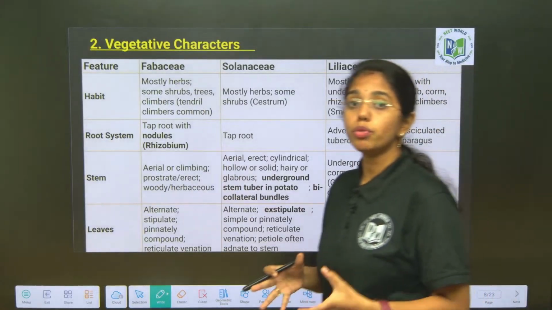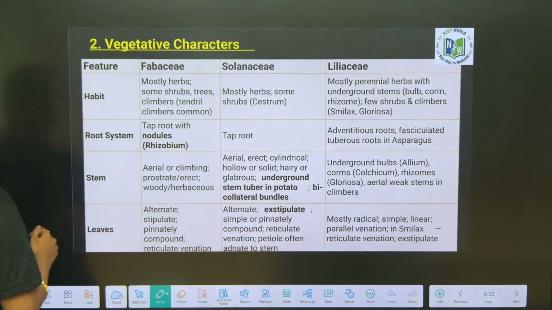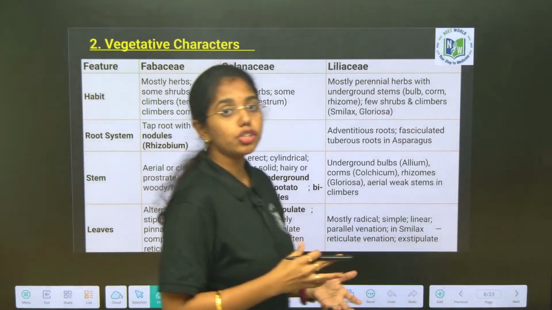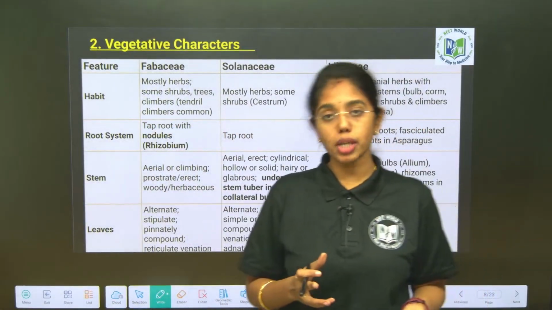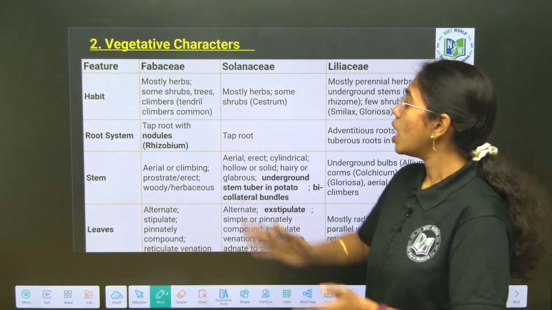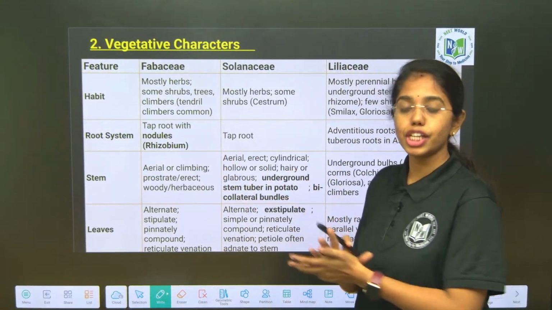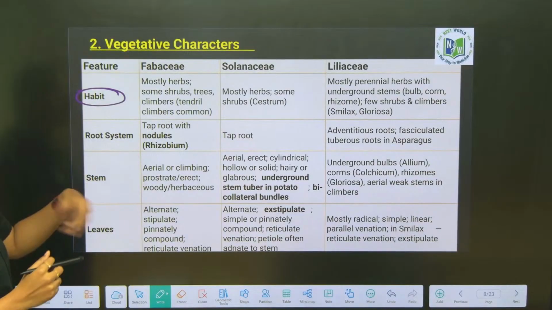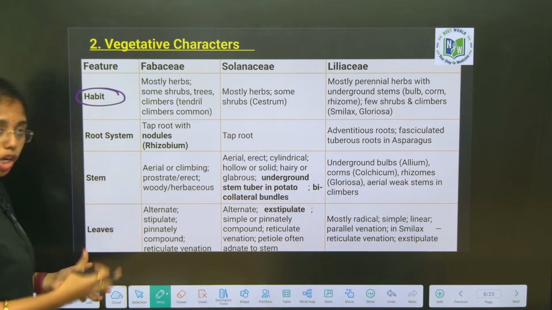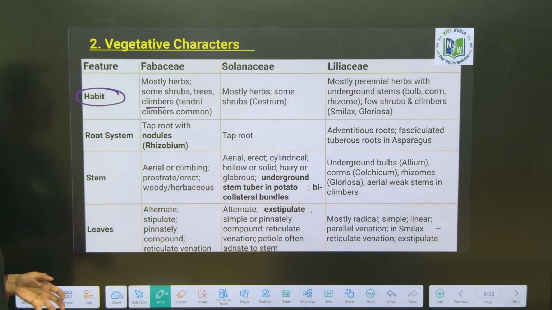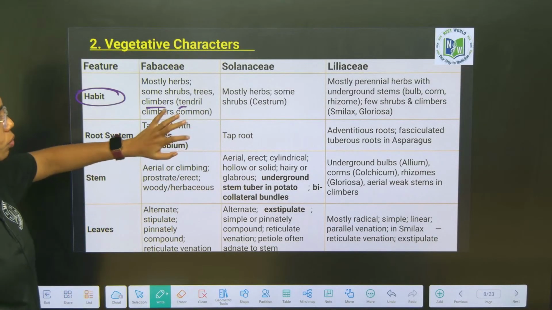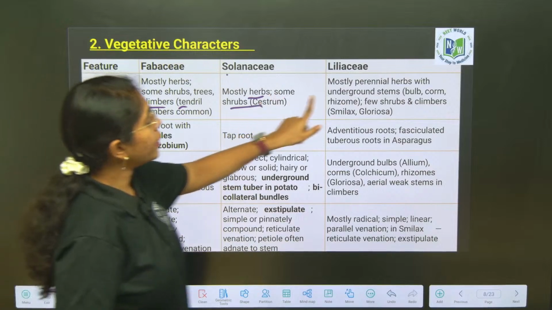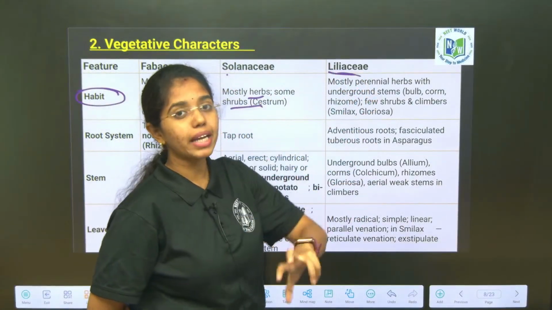Next we will move on to the vegetative characteristics, where we have to highlight the modifications, like which family is showing what type of root modification or stem modification or leaf modification. Go through the vegetative characteristics of the families. First, the habit of Fabaceae members: they are mostly herbs. Some shrubs will be there, some climbers like Pisum sativum with tendrils present most commonly. Solanaceae members are mostly herbs, some shrubs will be present.